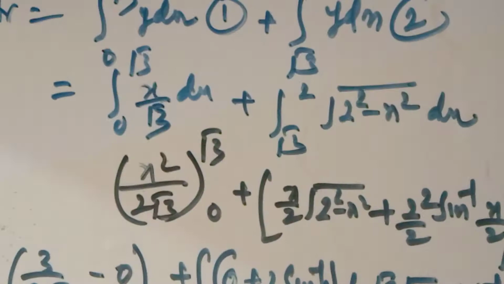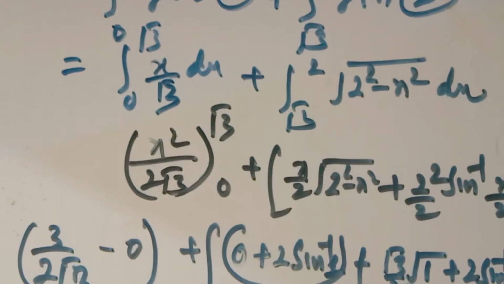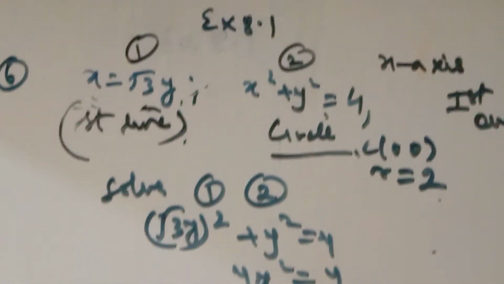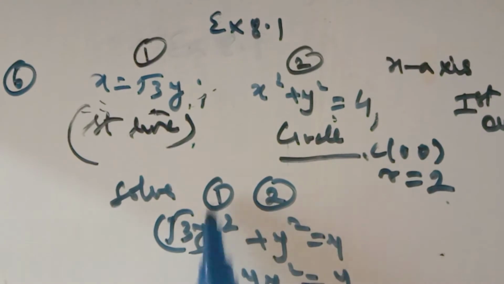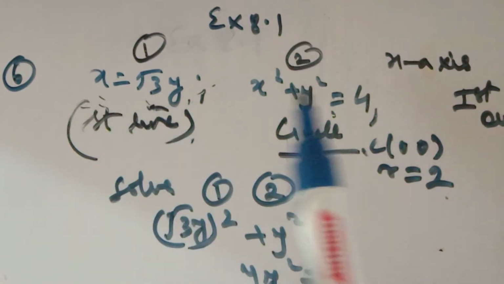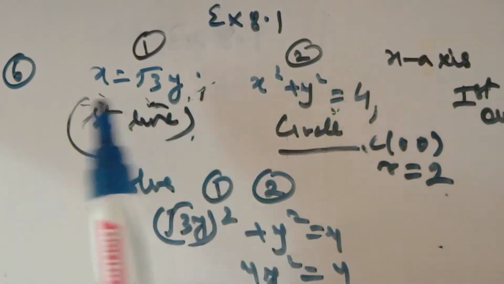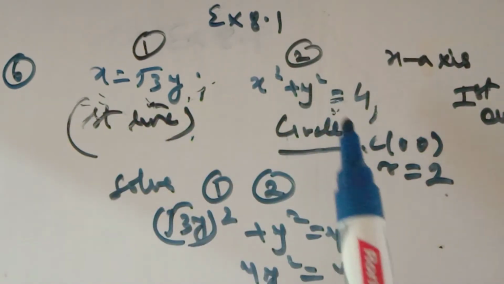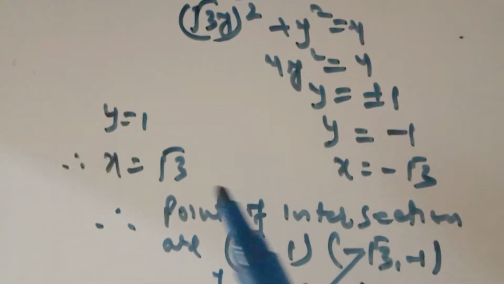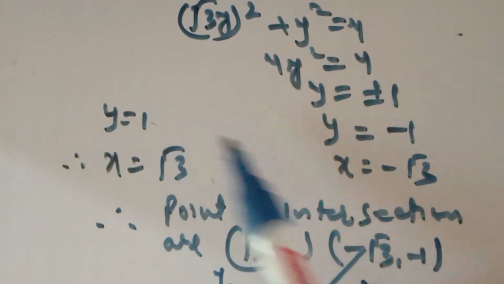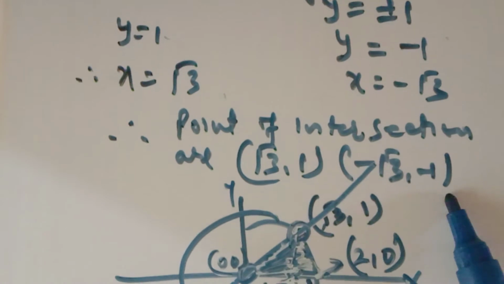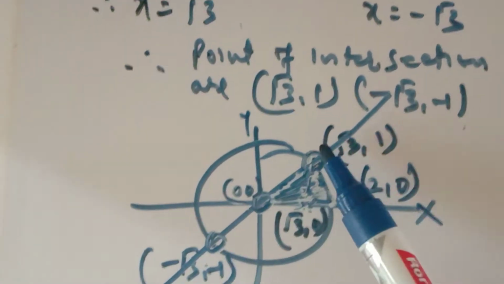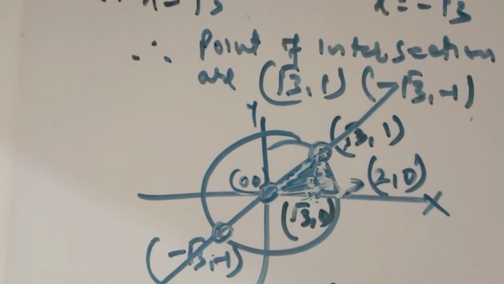So this is how you have to find the area bounded by the two curves, touching the x-axis or y-axis. In these types of questions, first of all you have to detect what type of curves these are. In this case the first is a straight line and the second is a circle. First of all you solve them simultaneously or by substitution method to obtain the point of intersection. Here we are getting the points of intersection as root 3, 1 and minus root 3, 1. Then you draw the curve, mark their point of intersection and shade the area you have to find.